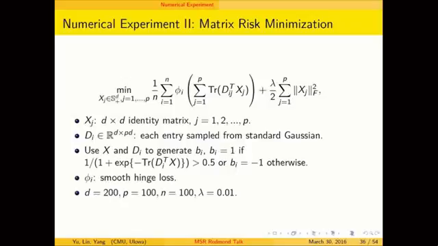The second experiment is on the matrix risk minimization, and we generate the data as follows.